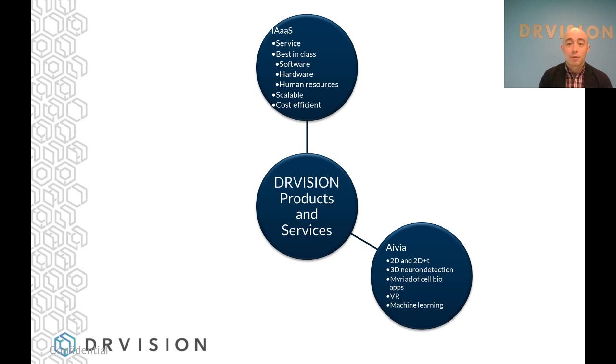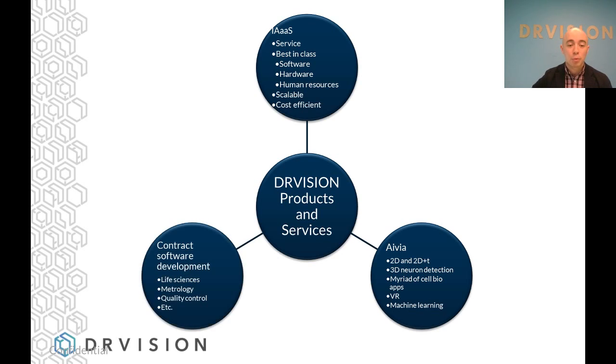It's got everything. It's awesome. It's got 2D, 3D, VR, time-lapse, machine learning applications, as well as 15 different recipes for all sorts of image analysis applications, and some really powerful manual editing tools that we will demonstrate in a later edition of this Voxel webinar series. And of course, what we've talked about a little bit already is our contract software development. We do everything from life sciences to metrology and quality control.